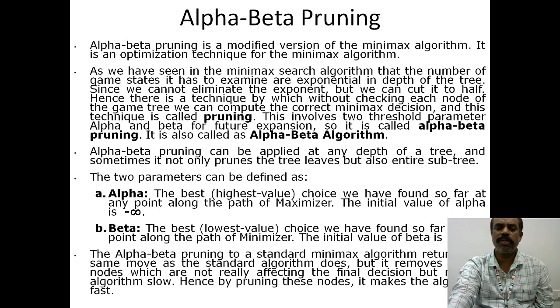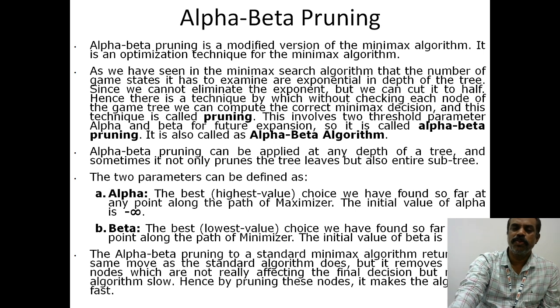The initial value of alpha is -infinity. Beta is the best lowest value choice we have found so far at any point along the path of the minimizer. The initial value of beta is positive infinity. Alpha beta pruning applied to a standard minimax algorithm returns the same move as the standard algorithm does, but it removes all nodes which are not really affecting the final decision but making the algorithm slow. Hence, by pruning these nodes, it makes the algorithm faster.